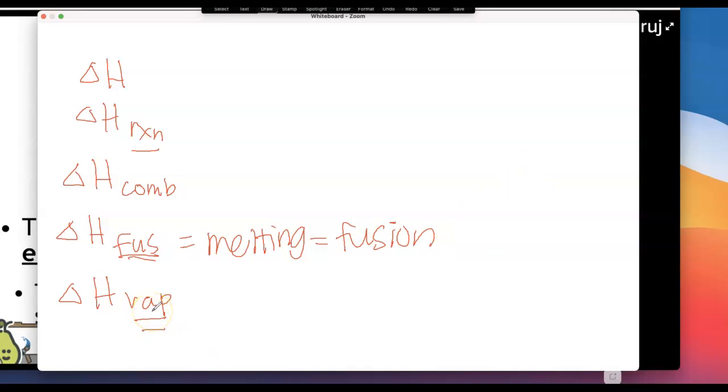And then VAP is abbreviated for vaporization, aka evaporate, aka you're turning a liquid to a gas. So this is a solid to a liquid, right? That's what melting is.